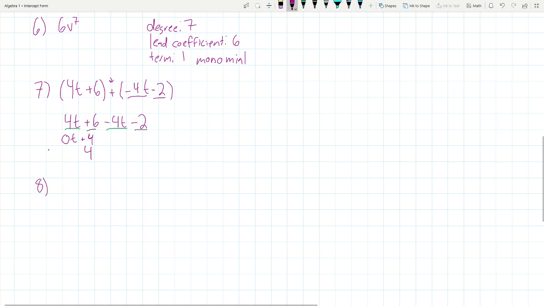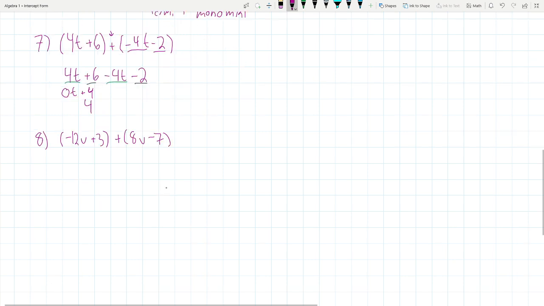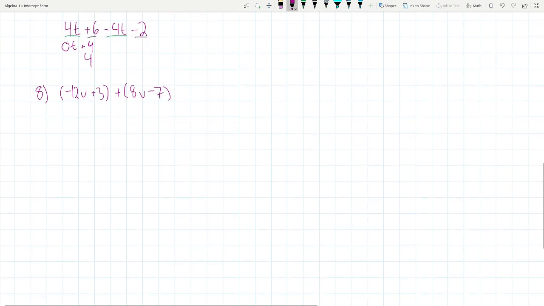Alright, number 8. Negative 12v plus 3 plus 8v minus 7. Okay, so again, I'm going through and I'm going to say, man, I really want to get rid of those parentheses. There's nothing happening to the left of the first set of parentheses, so that tells me, okay, I can just drop them. Plus 3. This is a plus, so that means all the signs are staying the same. That's a positive 8, so that's a plus 8v. And that makes this a negative 7.